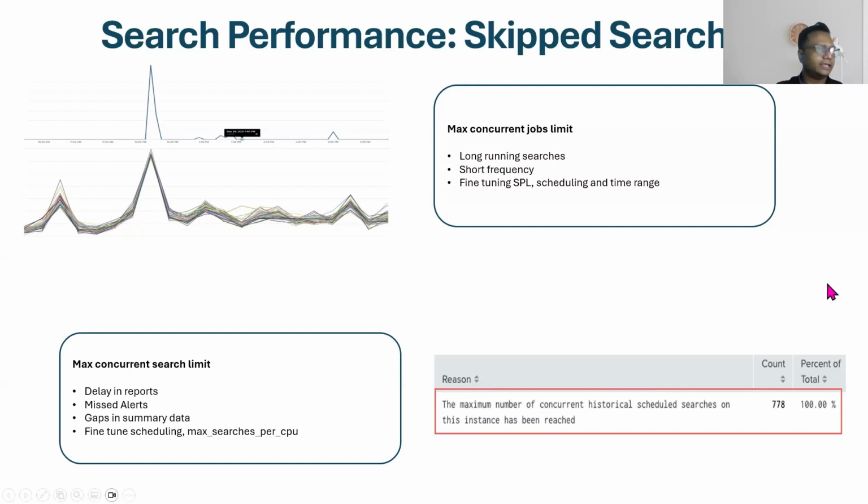And I have called it out in one screenshot that I have taken. So you can see there is a log saying the maximum number of concurrent historical schedule searches on this instance has been reached, and the count is 778, and the percent of total is 100%. Once it goes beyond the limit we have configured, it will cause delays in reporting.